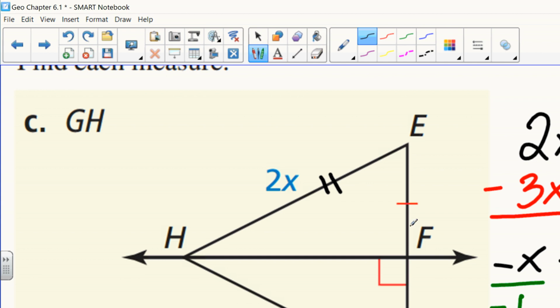Now we do need to plug it back in. Which one of these equations would be easier to plug into? 2x, because we're just taking 2 times 8, and 2 times 8 is? And that would be the length of GH. And that's it. Any questions on this here?